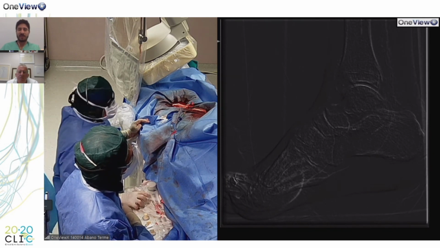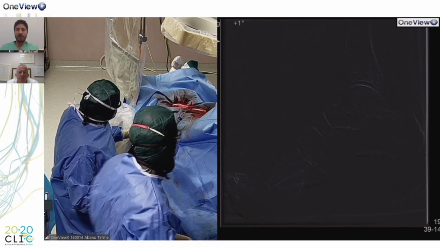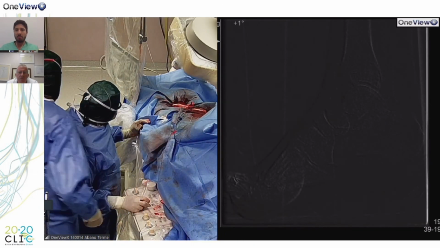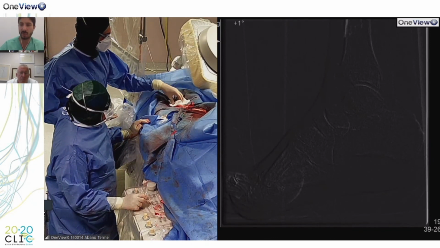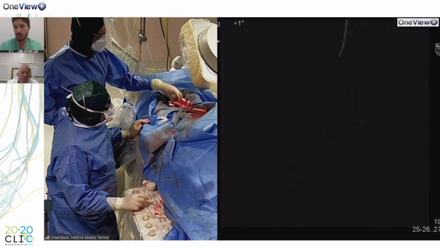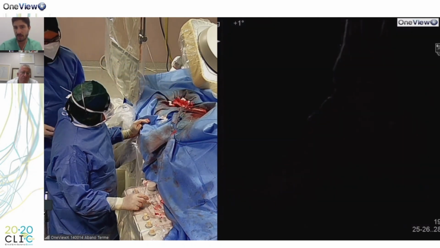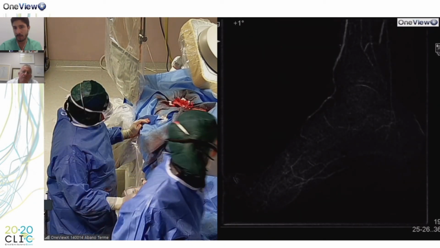Okay. Well, very nice. Fast flow, good outflow, good wash out of the gas. So maybe from here the image is not so clear. Maybe you have some residual stenosis at the ankle level, but I'm not sure. Let's see the reconstruction.